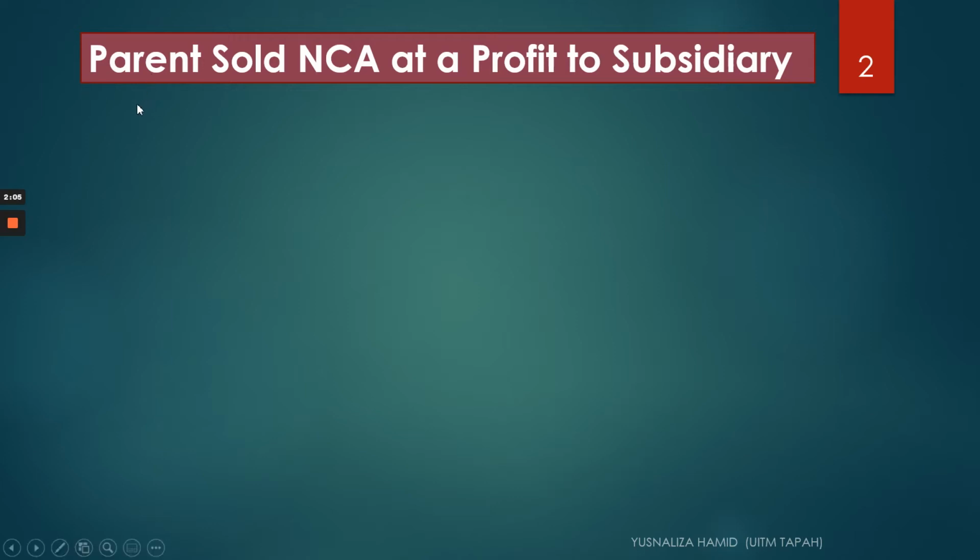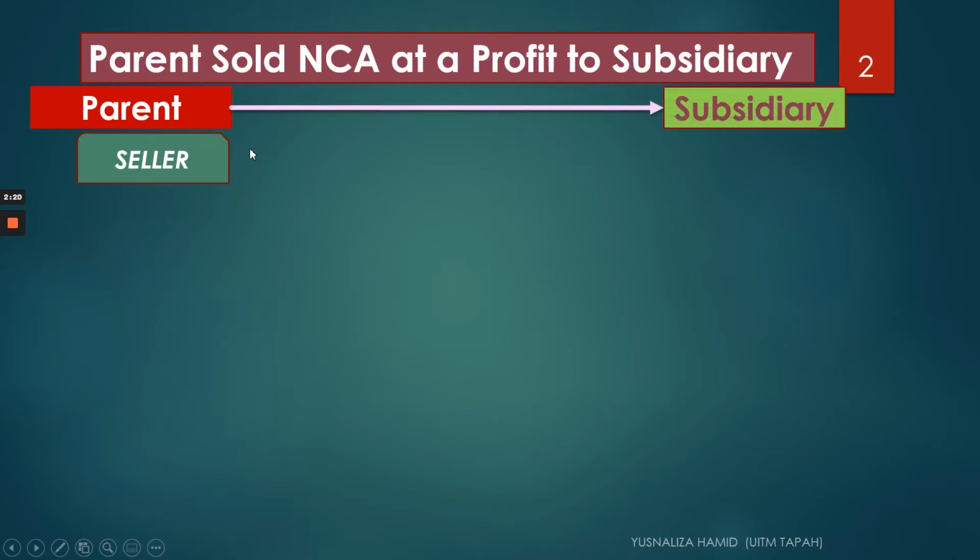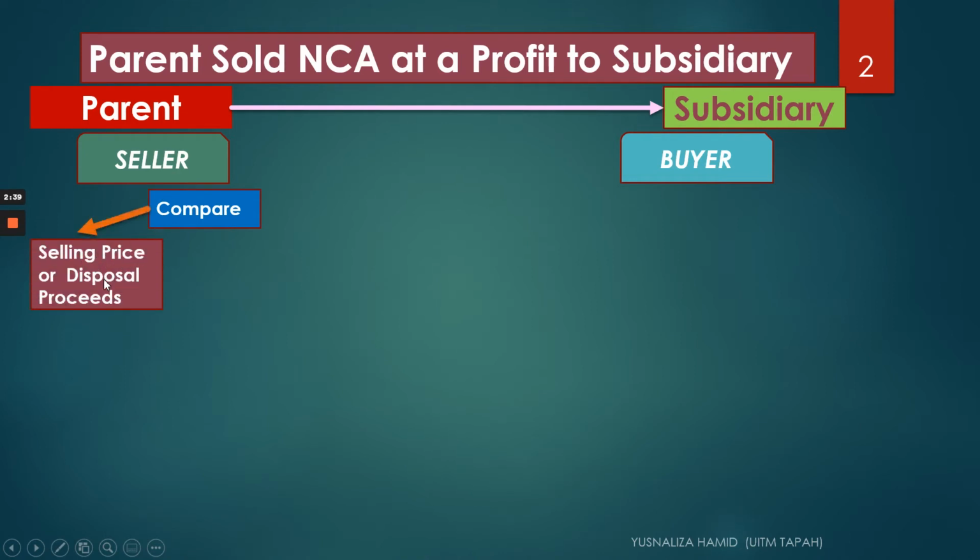The first scenario is what happens if the parent is the one that is selling the non-current asset at a profit to the subsidiary. Let's say a parent company, which is the seller, is selling the non-current depreciable asset to the subsidiary. So now the subsidiary is the buyer. In the books of the parent, or during consolidation, the seller needs to compare the selling price of the asset with the carrying value from the point of view of the seller. Here our seller is the parent.